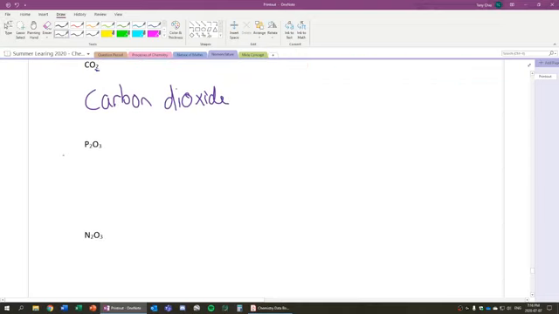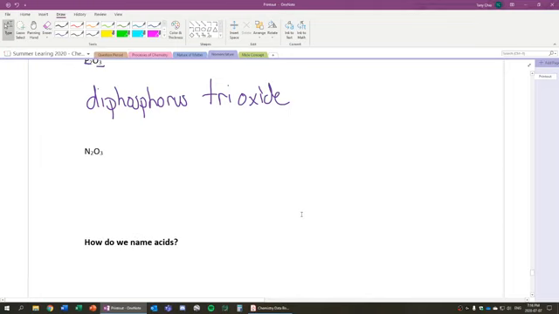Now this one, this phosphorus here, there's multiple phosphorus, there's two. So now we do need a prefix in front of phosphorus, so it's diphosphorus. How many oxygens? We have three, which is trioxide. The last one here is the same, it's dinitrogen trioxide in this case. So again, there's three oxygens.